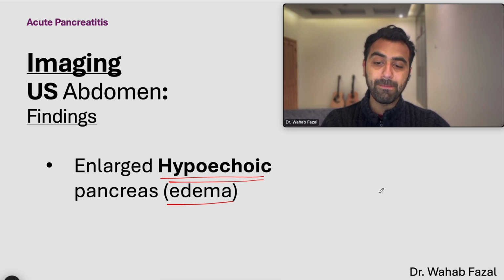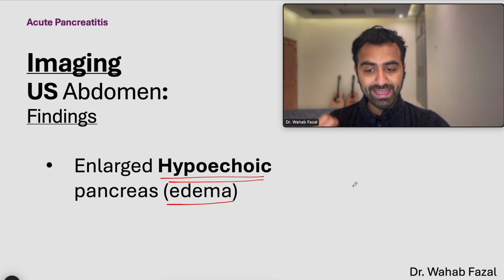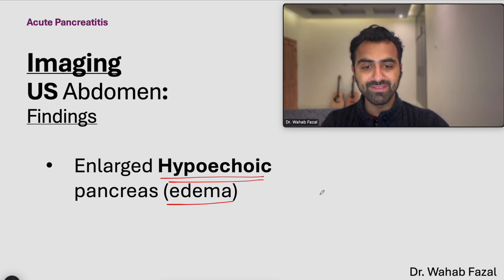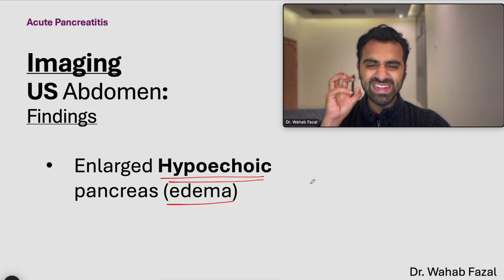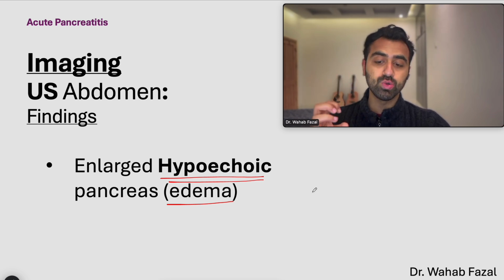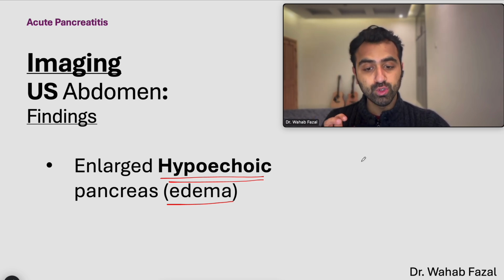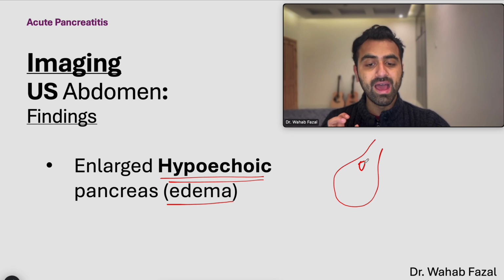hypoechoic. What do we mean by hypoechoic? Meaning it's not taking up a lot of those sound waves. What is hyperechoic? Things are very dense, things like tissue, things like stones are usually hyperechoic. Those stones that are seen in the gallbladder are hyperechoic. Hypoechoic is usually fluid like edema.